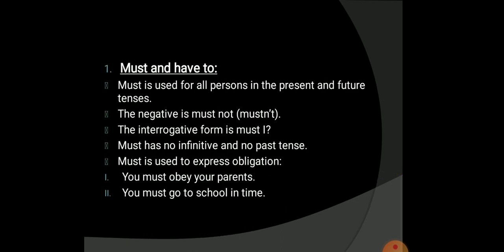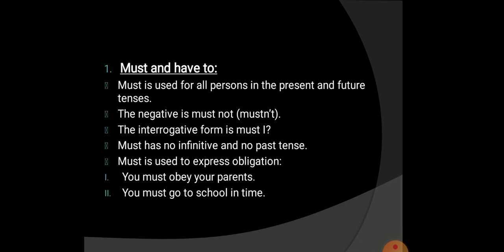First one is must and have to. Must is used for all persons in the present and future tenses. The negative is must not. The interrogative form is must I. Must has no infinitive and no past tense. The modal must is only used in the present tense.